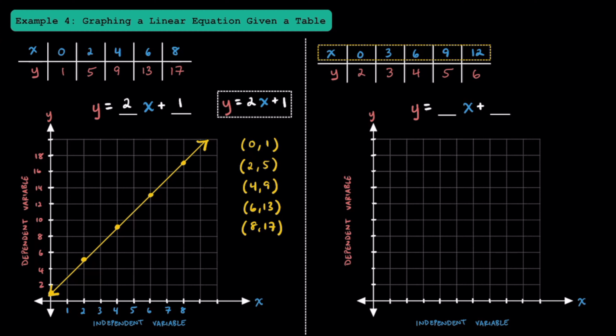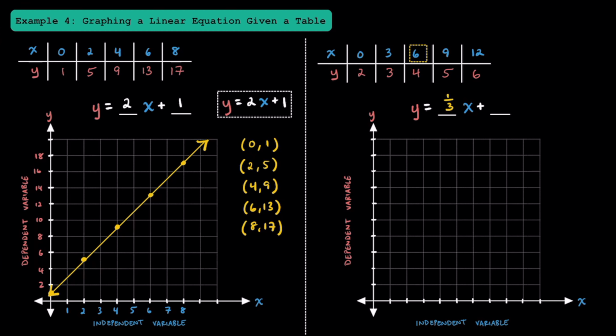Since all of these x values are divisible by 3, I'm going to try using 1/3 as my coefficient for x. If we were to multiply each of these x values by 1/3, it's the same thing as dividing each of them by 3. Multiplying this 1/3 by 3, we're just going to get 1, and we would have to add 2 to get the 3 beneath it.